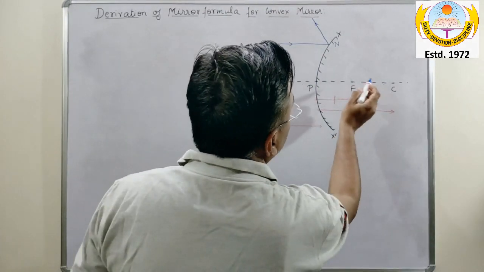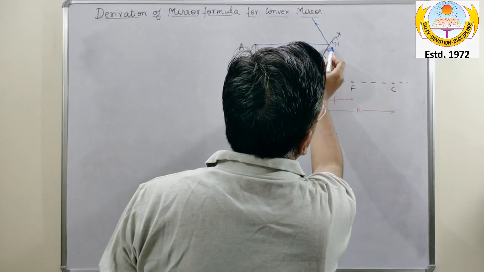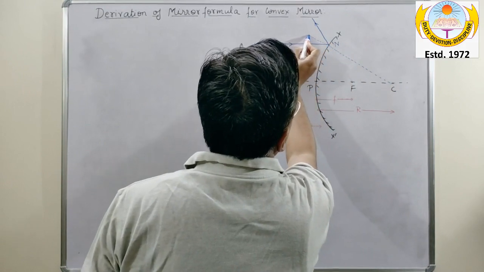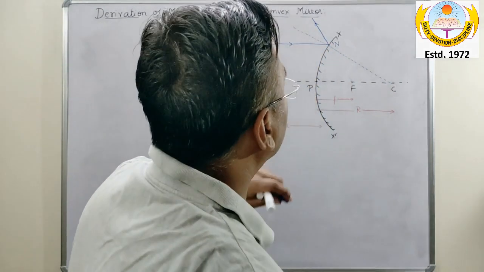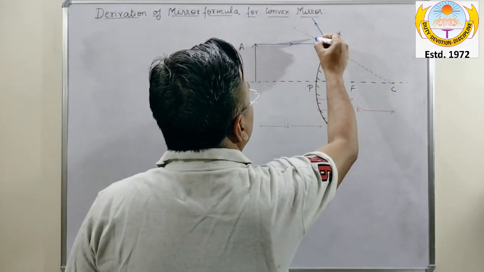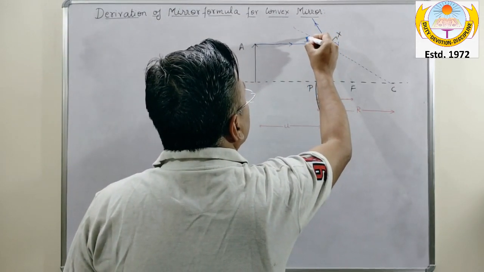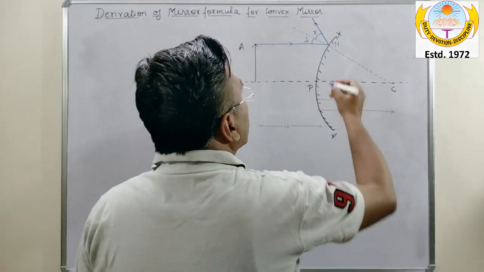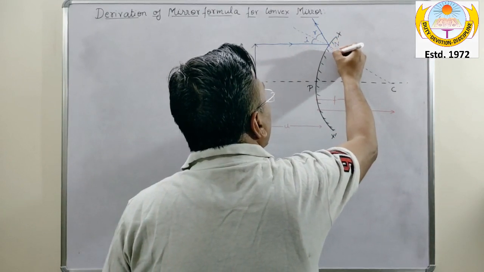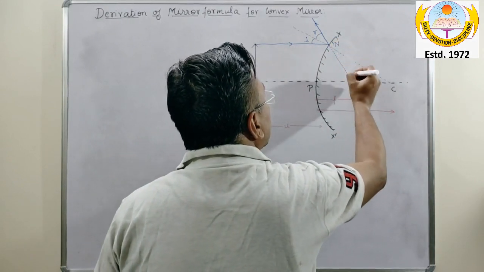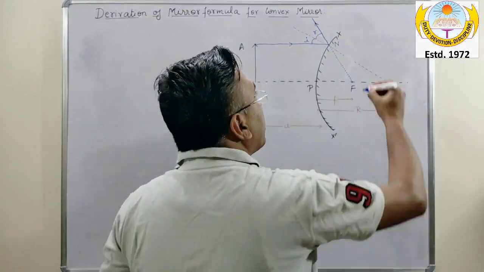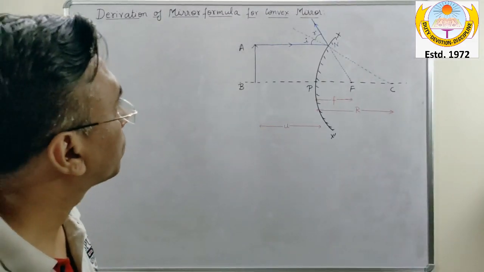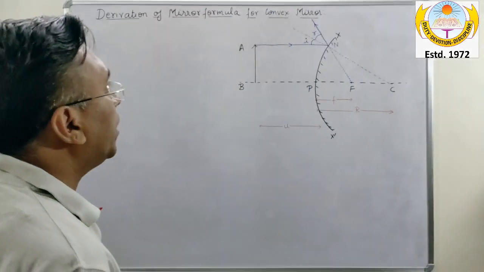Now from point C, if I connect N and extend this line further, then what I get over here is this angle as angle of incidence and this angle as angle of reflection. Similarly, if I extend this reflected ray backward, then this ray obviously will meet at F. I hope this figure is clear to all of you.